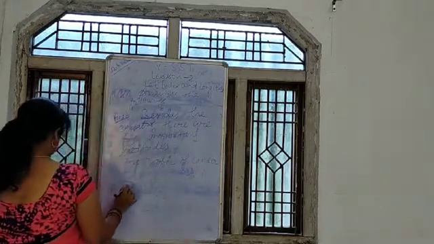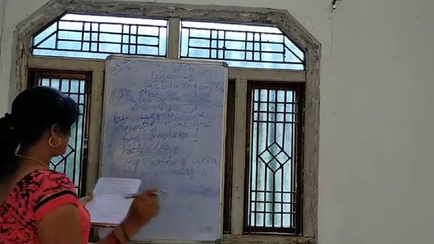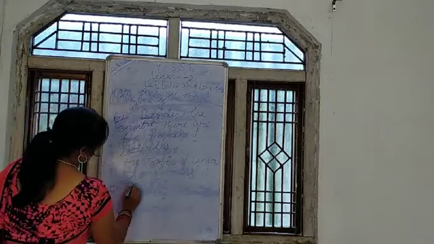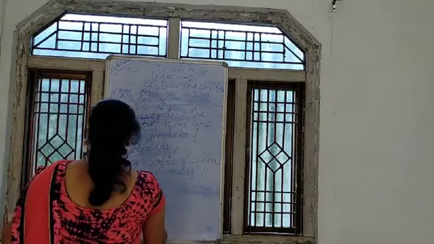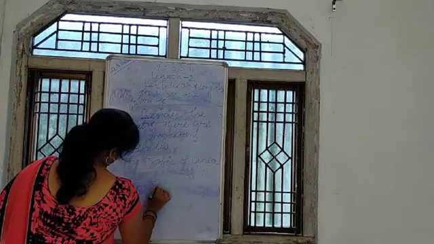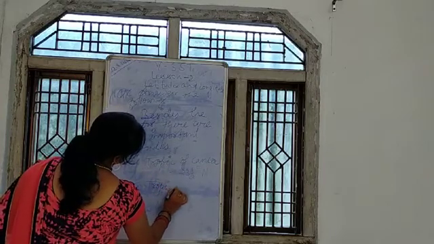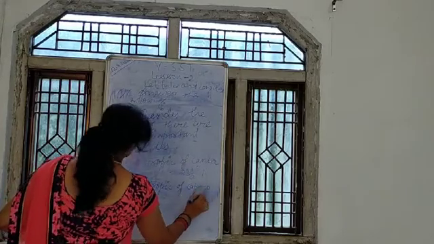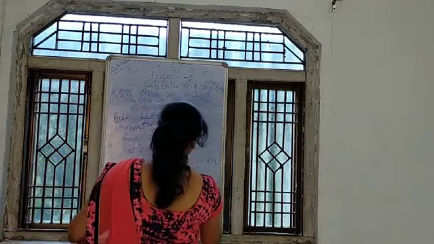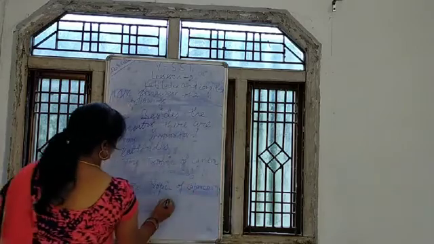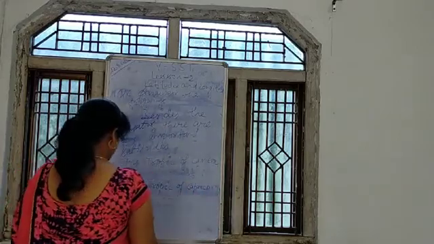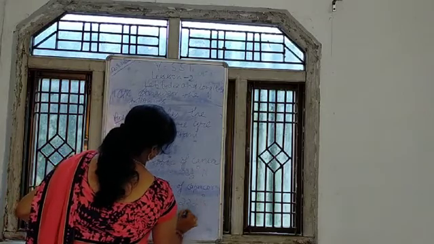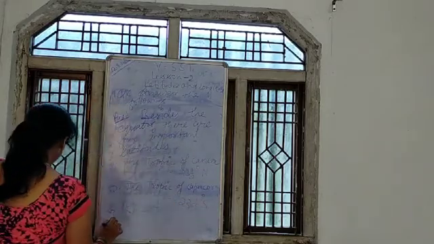Now the second one. There are 4, no? The second is the Tropic of Capricorn. Now what is the degree for this? 23.5 degree south. Okay. Now the third one is what?